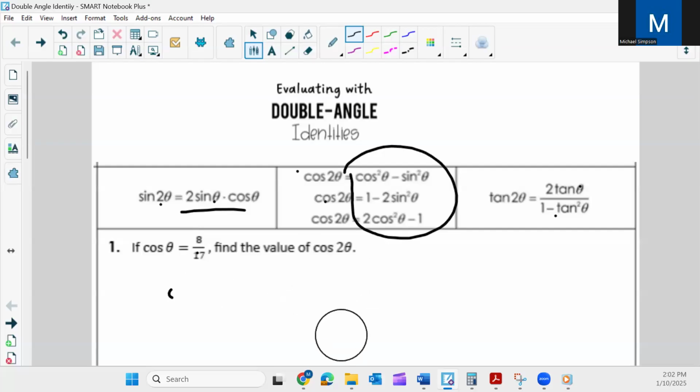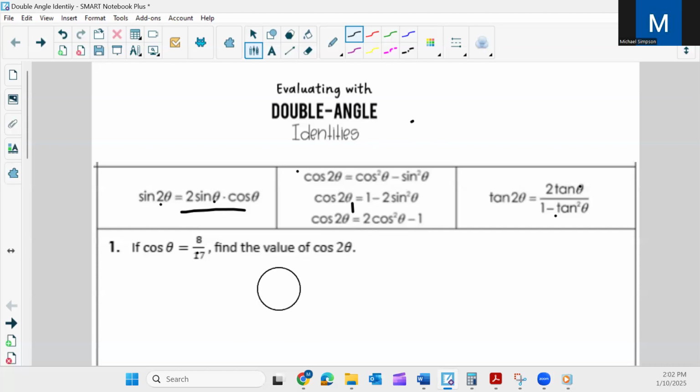So how do we solve this? Well, this is cosine 2 theta. I go over here now. I've got to figure out which identity is the best one to use. You can use any one of them. Some may require more work, but you want to find the one that gives you the least work to do.